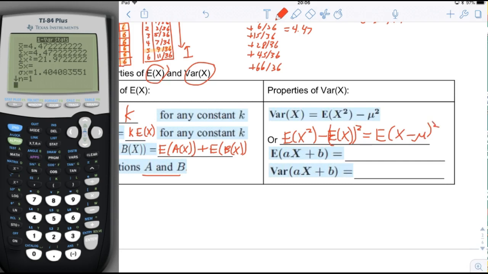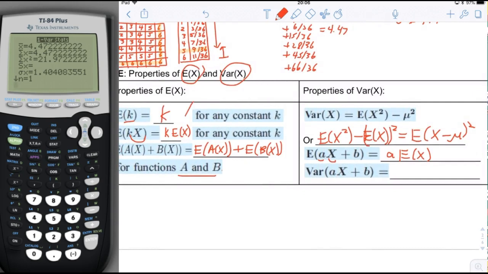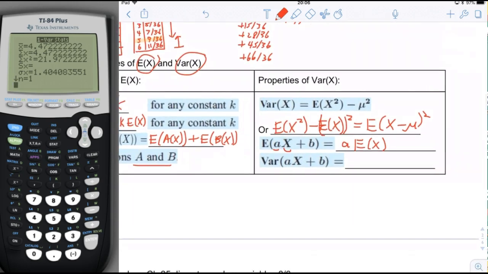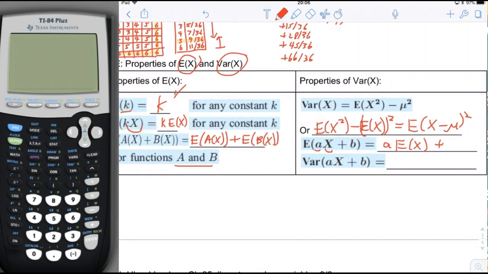Okay? What about the expected value of a constant times the random variable plus another constant? Okay, so that would be a times the expected value of x, which is very similar to this rule right there, right? Plus the expected value of b. The expected value of b is like this rule here. The expected value of b is b, right?